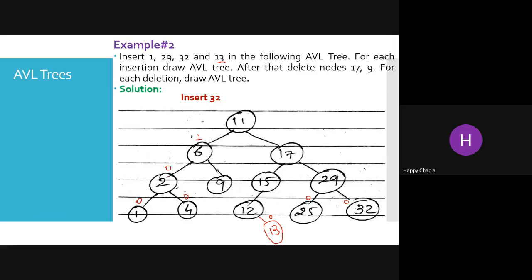Now the 11 balance factor. So 1, 2, and 3. Okay, so 3 is the maximum. So 3 minus the height of right subtree, 1, 2, and 3. So 3 minus 3. That is 0. Okay, now what is the balance factor of this 12? 0 minus 1. Minus 1.